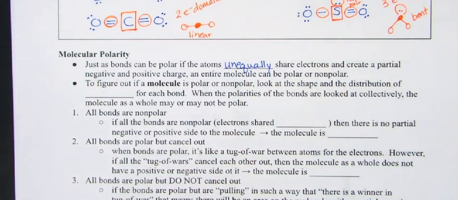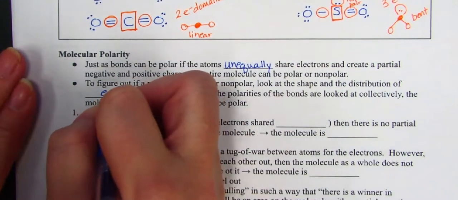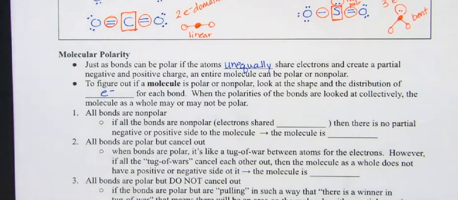So to figure out if the entire molecule is polar or nonpolar, we have to look at the shape and the distribution of the electrons for each bond. So we have to look at each bond first and then sum up all of them. When the polarities of the bonds are looked at collectively, the molecule as a whole may or may not be polar. So let's take a look at some examples.